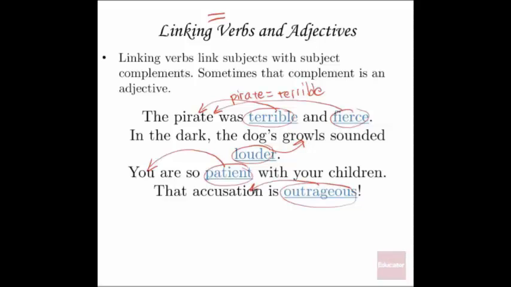And that accusation is outrageous. Outrageous modifies accusation. Note that when you see linking verbs, very often they're forms of the verb to be, like was, or are, or is. That's a hint that you're dealing with a linking verb and that you're probably dealing with a subject complement. It might be an adjective.